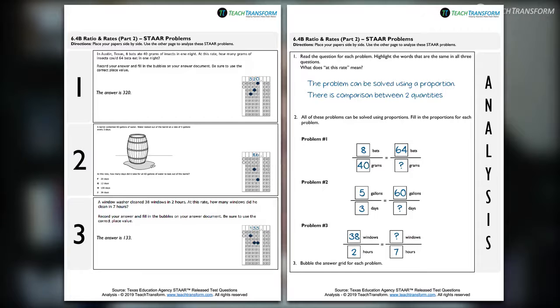It'll help you understand why it's kind of hard for students to fill in the bubbles. So if you haven't done that by hand yourself in a while, go ahead and challenge yourself and do that. This particular activity is fairly typical. All of them are 2 pages with the problems on one side, the analysis on the other side.